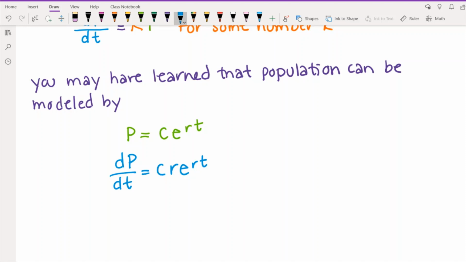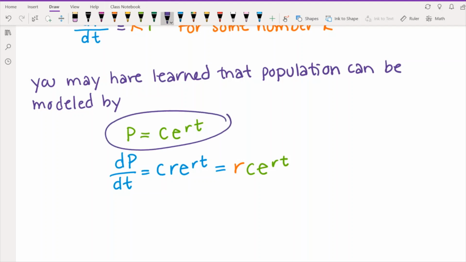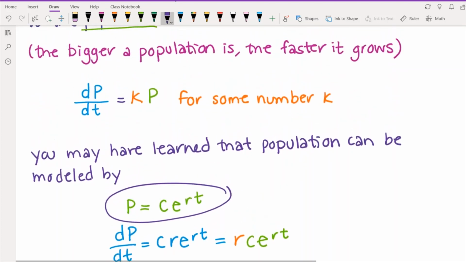And so what is that? The derivative of our function is very similar to our original function, right? We could rewrite this as r times C e to the rt. So what did we just show? We showed that this population equation does satisfy the differential equation up here. The differential equation we wrote down is that the rate of change of the population should be directly proportional to the population function. And we just showed that.